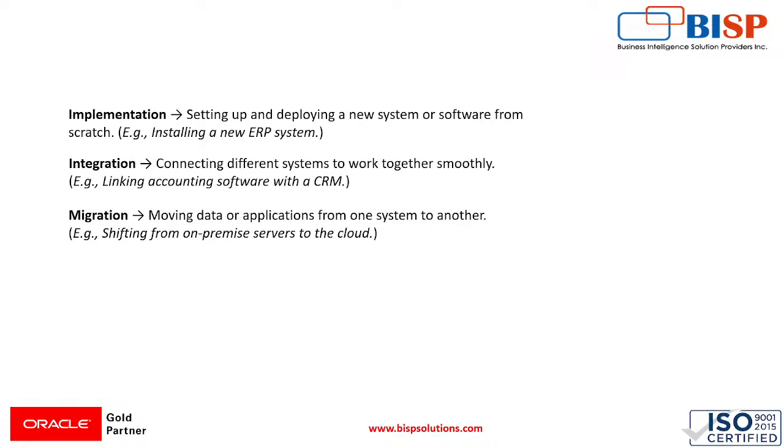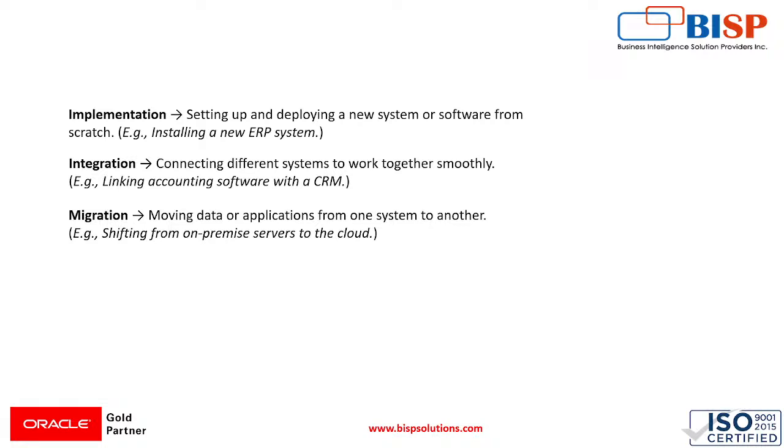And the second is integration. It means we are connecting different systems, applications or software to work together seamlessly. For example, if in this we are going from QuickBooks to the Oracle Fusion Cloud, we are connecting these two applications to see whether the software is working together seamlessly or not. So we have to ensure smooth communication and data flow between these systems. It means linking accounting software.